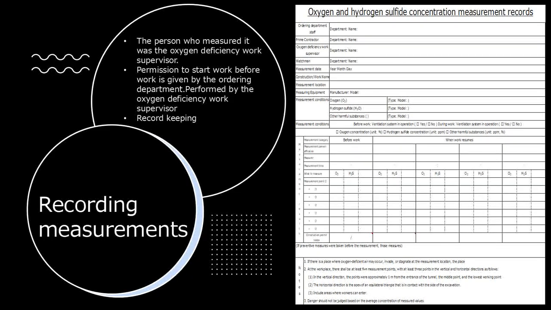This is the measurement record form. Information to be included in the measurement record must include the date and time of the measurement, the measurement location, the name of the person taking the measurement, the type of measuring instruments used, the measurement results, and the confirmation signature of the person responsible for the work.